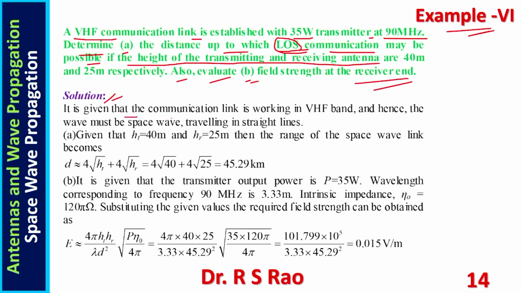Solution. It is given that the communication link is working in the VHF band and hence the wave must be a space wave traveling in straight lines. Part A. Given that HT is 40 meters and HR is 25 meters, the range of the space wave link becomes D is nearly 4 root HT plus 4 root HR. Substitution gives us D as 45.29 kilometers.